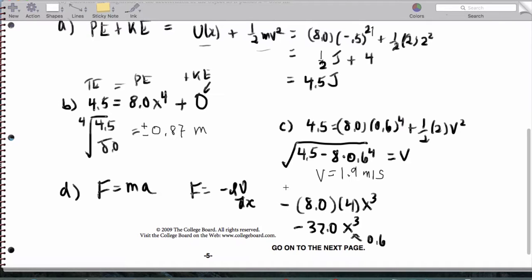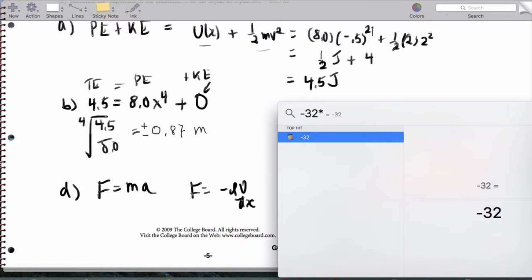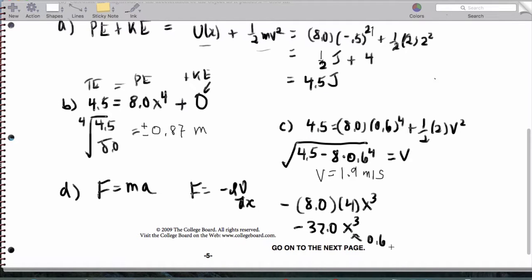And so let's just get the force. So that'll be negative 32 times 0.6 cubed. So that's giving me negative 6.9 newtons of force. And then let's get the acceleration as negative 6.9 divided by the mass, which is 2. And that's going to give me negative 3.95 meters per second squared.